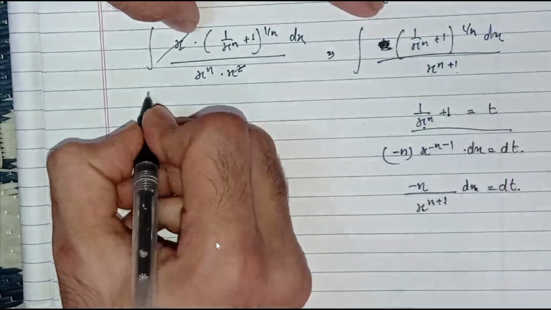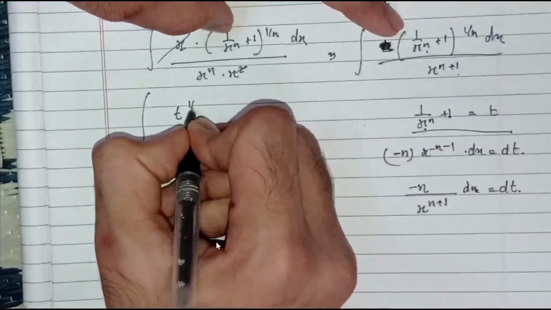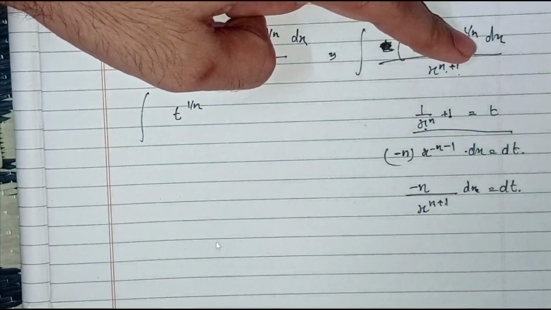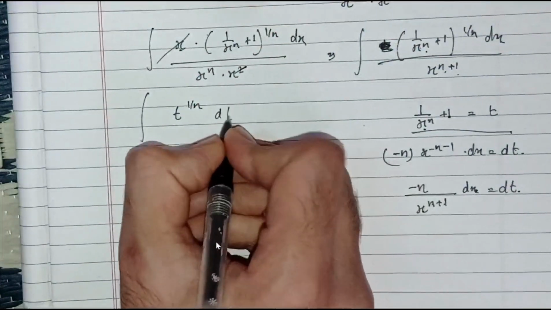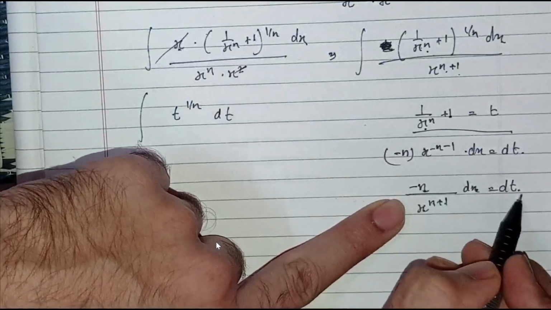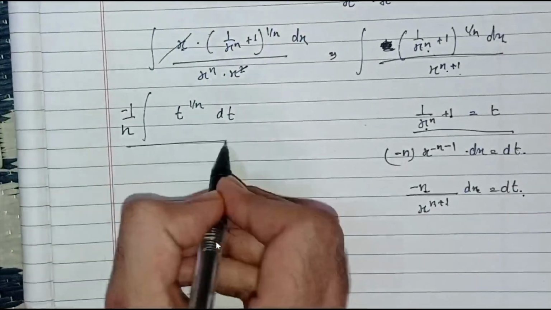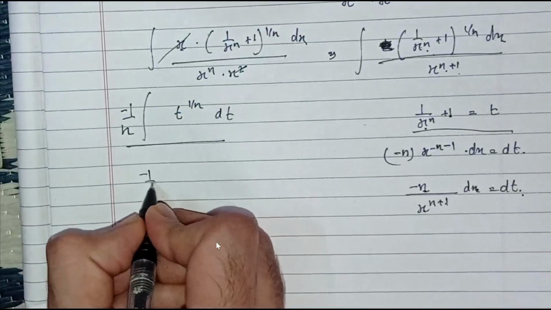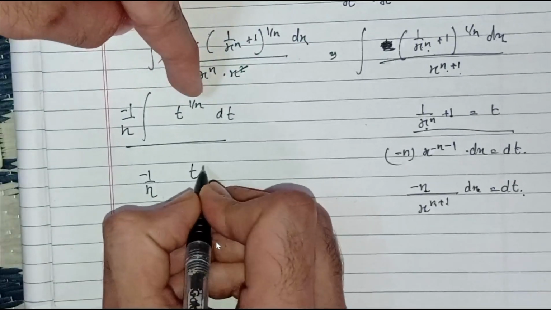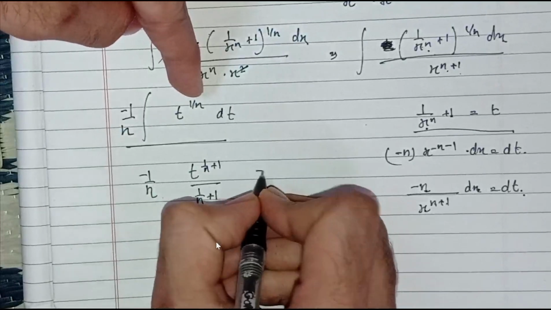So now putting all the values here, one slight mistake: after cancelling it, I shouldn't write the x value here. So this will become t^(1/n), and in place of dx upon x^(n+1) will become my dt, and I will be sending this -n value to this side, so it will become -1/n. Now we have to integrate this value here. So -1/n, integration of t^(1/n) will be t^(1/n + 1) upon (1/n + 1), plus c.